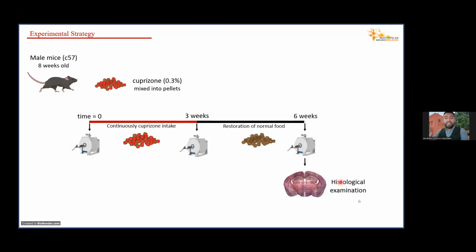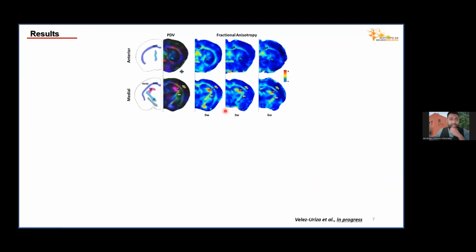Now, I will present you some of these findings. In this panel, you can see the representative image of the principal diffusion vector and the fractional anisotropy maps. These maps are observed at 0, 3, and 6 weeks after cuprizone intake. At the left, you can see a diagram of the mouse brain in which the regions we analyze are indicated. For example, anterior corpus callosum, medial corpus callosum, fimbria, and internal capsule. And also a little bit about the brain cortex in this model.